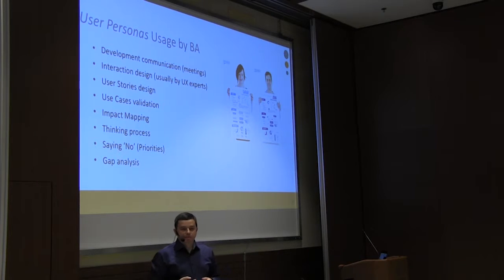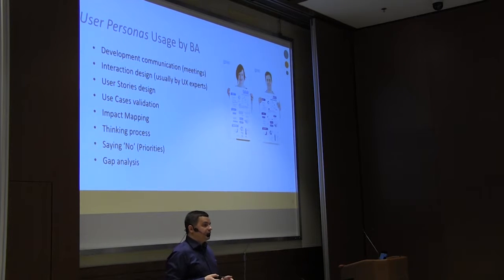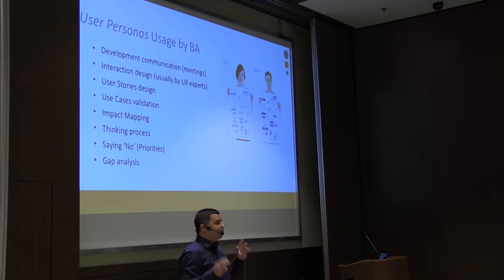And you will notice that over time, the product that you are building and the discussions change. People start using those names, and if those names are based on real data, this helps with building the right solution. You can use this in designing the user stories if you are using the agile approach. You can use this for use cases, and also an important part is that you can use it for saying no.